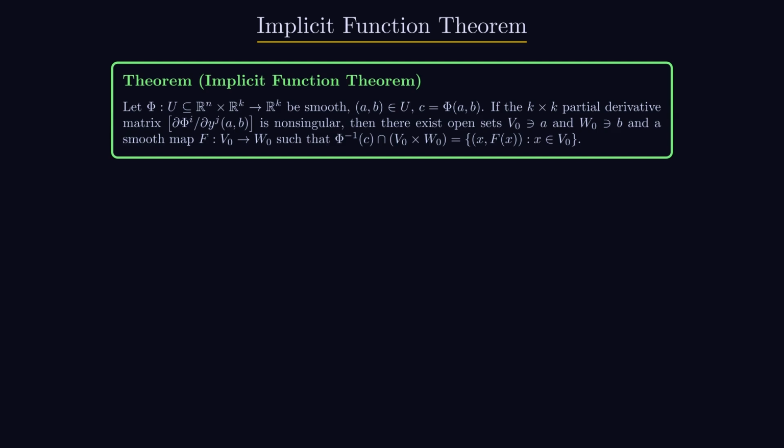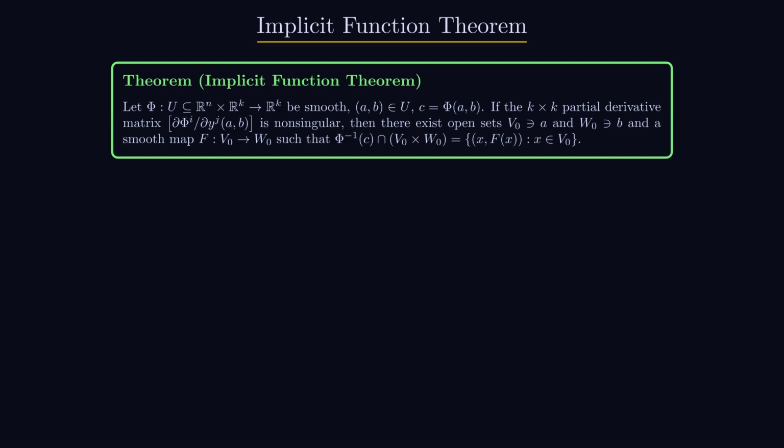Every solution of phi of x and y equals c near a and b has the form x and f of x for a unique smooth f. The key mechanism in the proof is that phi can be embedded into a square map via the auxiliary construction psi of x and y equals x and phi of x and y. The inverse function theorem then inverts psi locally, and the implicit function f is extracted as a component of the resulting inverse.